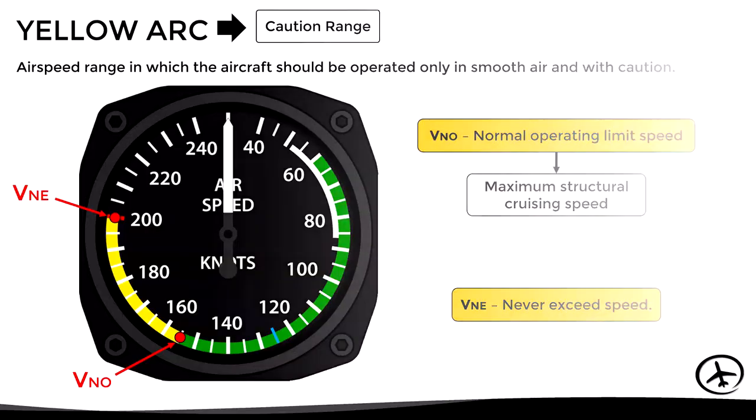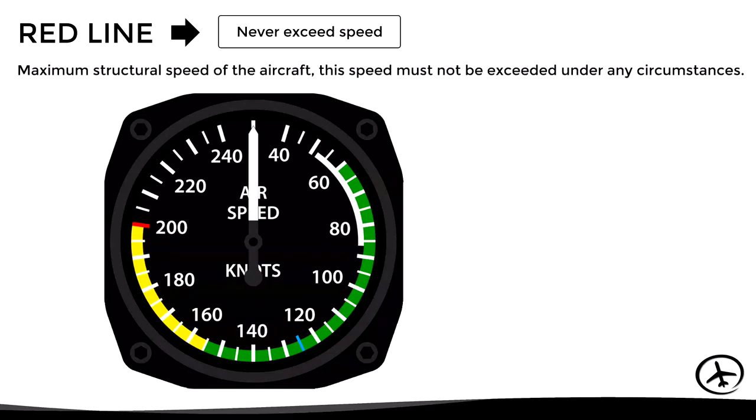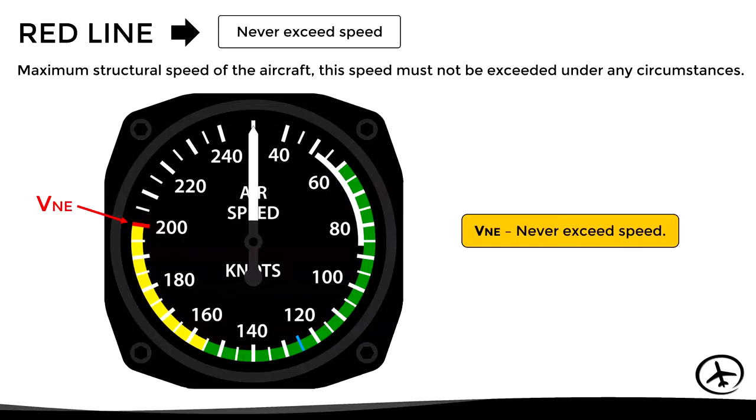Let's continue with the last one, the red line, which represents the never exceed speed. And as we said before, this is the maximum structural speed of the aircraft, and it must not be exceeded under any circumstances. As we can see, this is the only color represented by a line, rather than by an arc. Let's see a little summary of the different colored arcs and speeds.